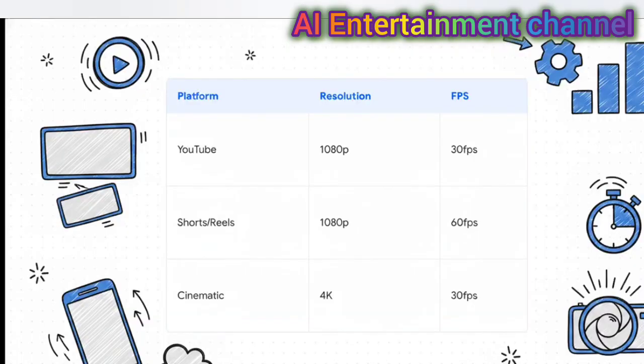Now, all of this hard work means absolutely nothing if you mess up the final step. Low-quality exports will completely ruin a great edit. You have to match your export settings to your specific platform. For standard YouTube videos, export at 1080p and 30 frames per second. For mobile shorts and reels, use 1080p, but bump it up to 60 frames per second for that buttery smooth scrolling feel. And if you're doing high-end cinematic work, push it all the way to 4K at 30 frames per second.